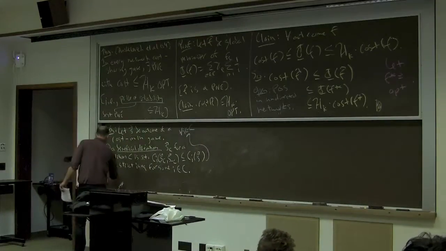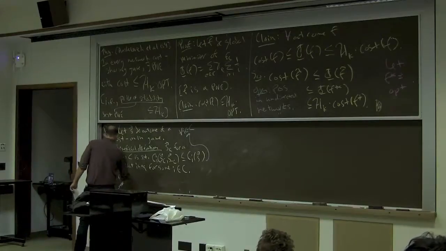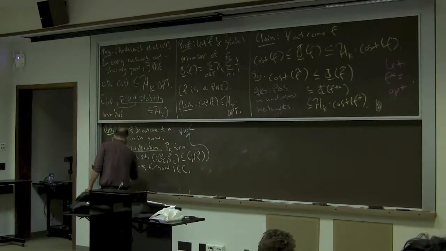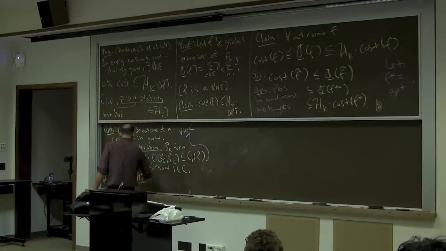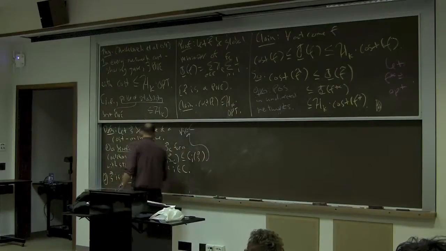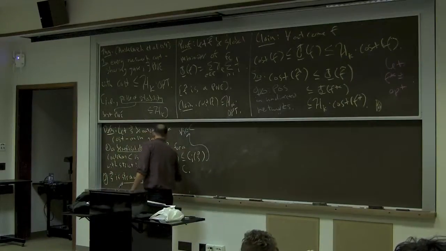And then 2, S is called a strong Nash equilibrium if there's no beneficial deviation for any coalition.